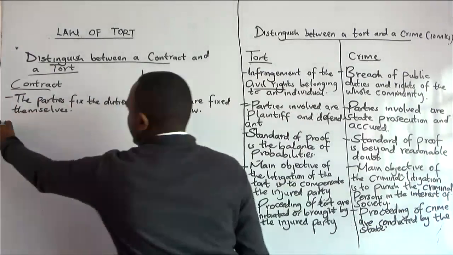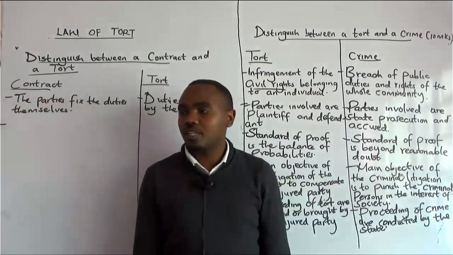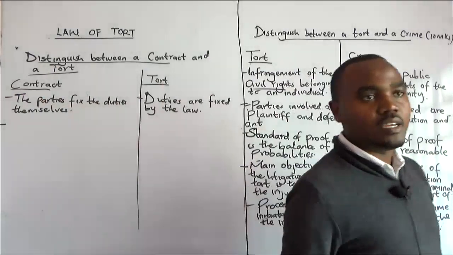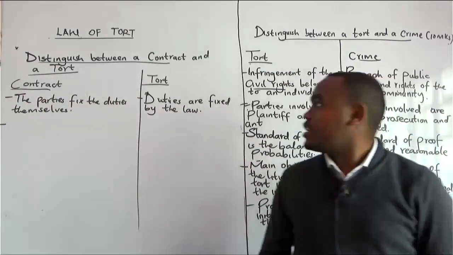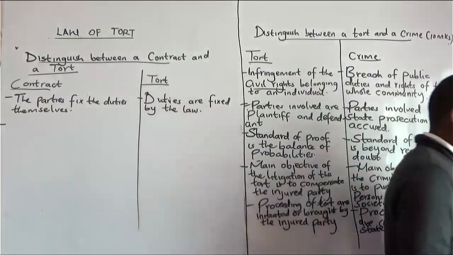Can we agree on something? What is the meaning of this point? Parties fix the duties themselves, and then the other one is the duties are fixed by the law. What do you mean by that?